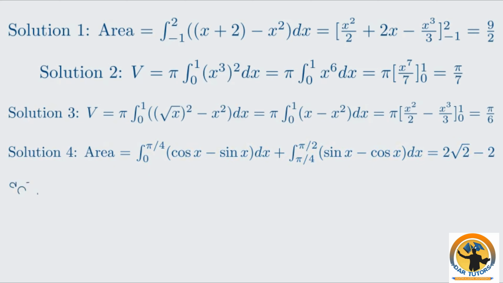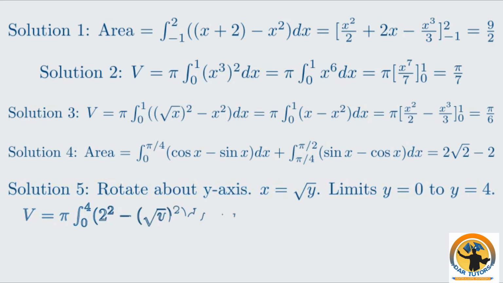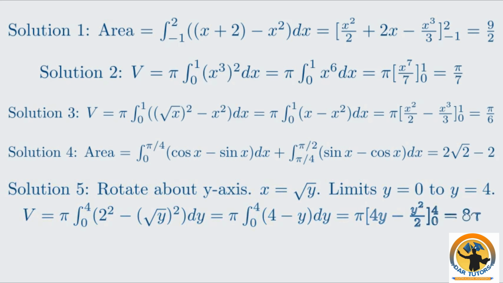For question 5, we must integrate with respect to y. We rewrite the function as x equals the square root of y. The limits for y are 0 to 4. We use the washer method with outer radius 2 and a hole with radius square root of y. The volume is pi times the integral from 0 to 4 of 4 minus y, which evaluates to 8 pi.